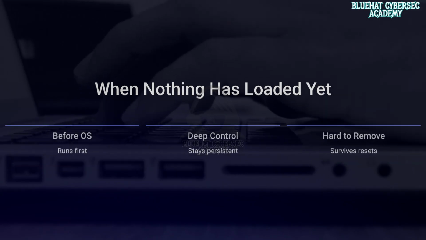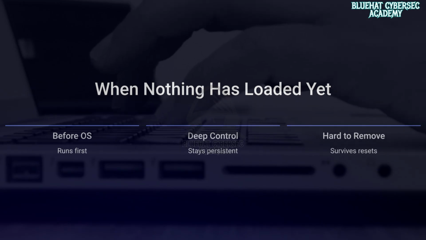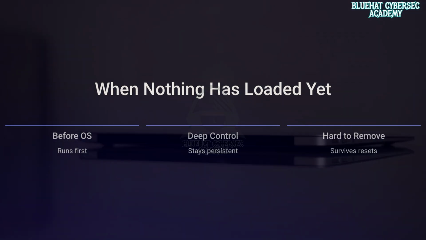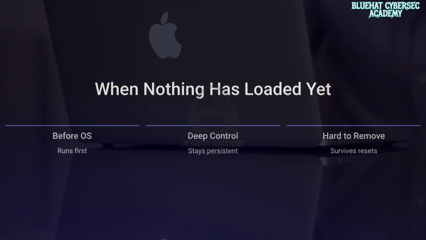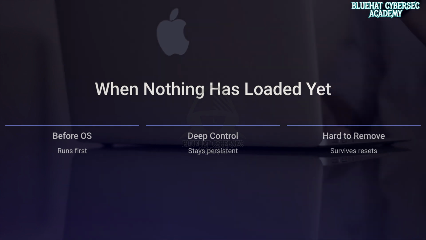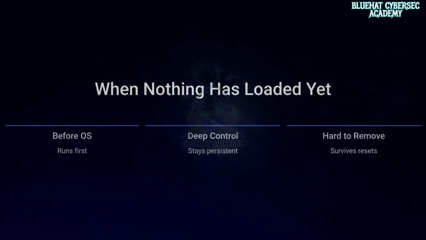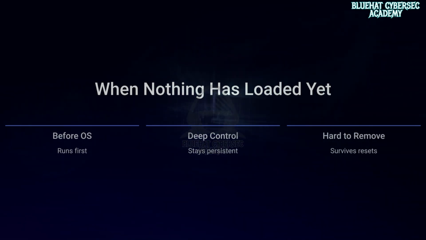And in this video of the Malware Encyclopedia series, we're going to break down how bootloader malware works, why it is considered one of the most stealthy and persistent forms of cyber attack, how it infects systems at such a deep level, and most importantly, how attackers use it to maintain long-term control even after reinstallations and system resets. Because once you understand this category of malware, you realize something unsettling. Not all infections live inside the operating system. Some live underneath it.